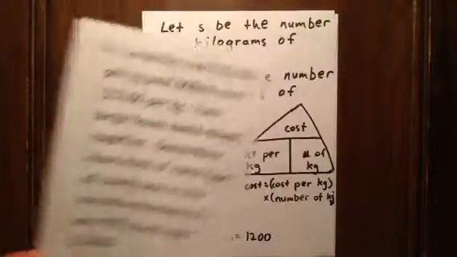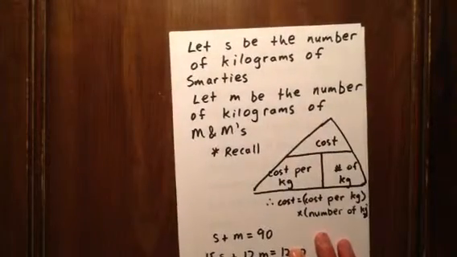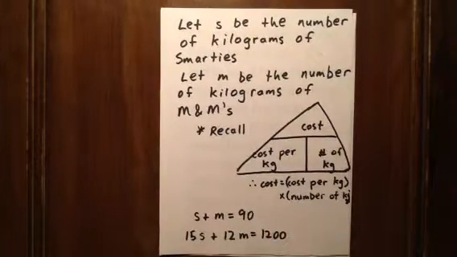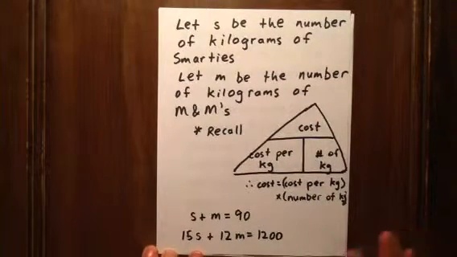So what we're going to do, first of all, is let S be the number of kilograms of Smarties, and let M be the number of kilograms of M&Ms. Okay, that part's kind of easy. Or I shouldn't say it's easy because it's new for you, but that part's relatively straightforward.